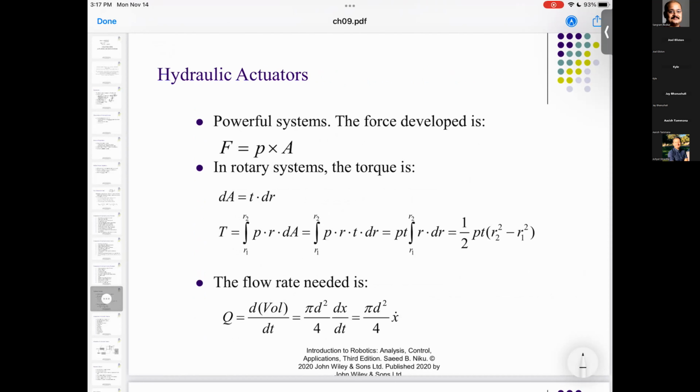This is the principle for hydraulic actuator. Force is equal to pressure multiplied by area. So P multiplied by A, that gives you the force. And force multiplied by the velocity gives you power. So pressure multiplied by the volumetric change will actually be equivalent of power. And again, you can look at the torque, and the equation for the torque is derived as shown here. And again, we have the equation for the flow rate.